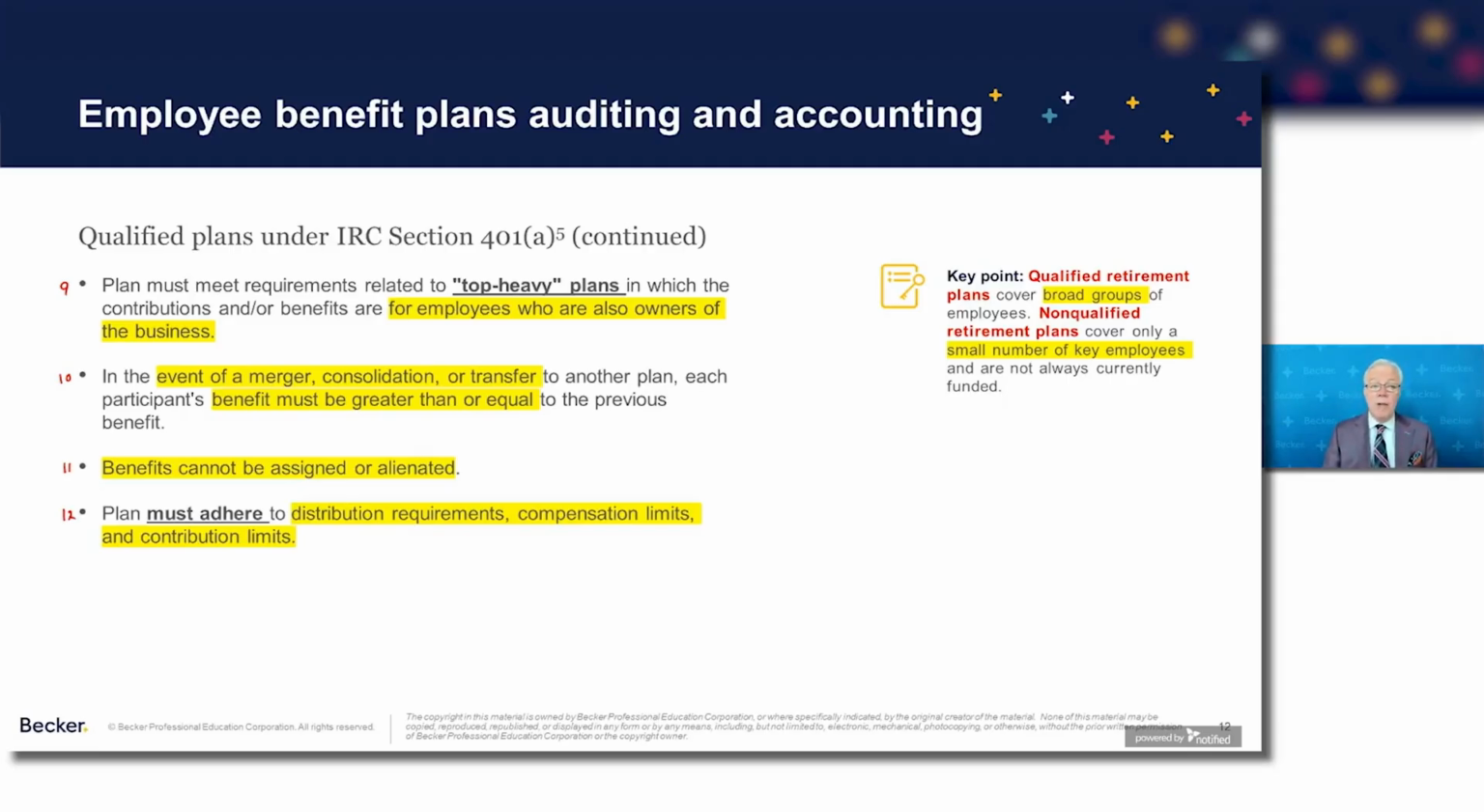And finally, number 12, the plan must adhere to distribution requirements and compensation limits, and you're going to see that sometimes the limit is 20-ish thousand. Other times it's going to be in the 50s or 60,000. And also typically it's the lesser of that or a percentage of compensation.